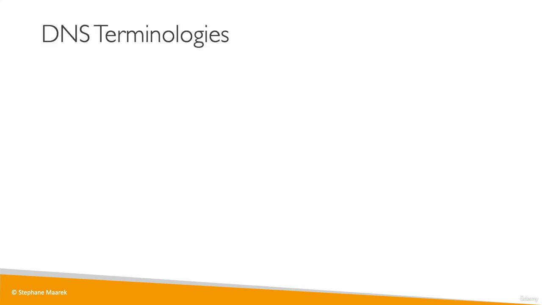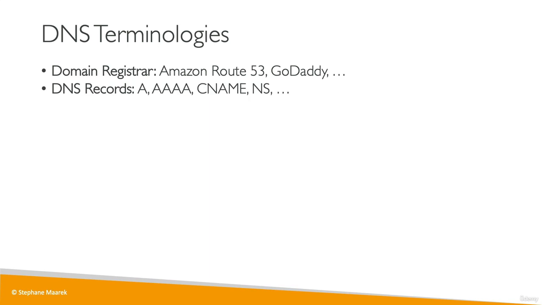Next, we need to define a little bit of terminology regarding your DNS. So there is a domain registrar. This is where you're going to register your domain names, and it could be Amazon Route 53, or it could be GoDaddy, or any other domain registrar you can find online. Then you have DNS records, and they have different types, and we'll have a look at them in details in this section. So it could be A, quadruple A, CNAME, NS, etc. Don't worry, we'll see those in details in this section.